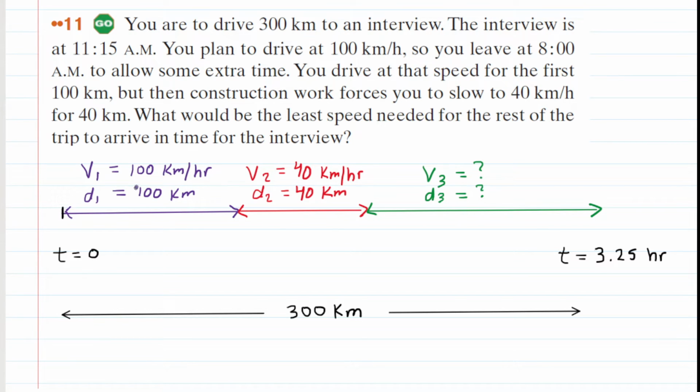During the first leg, the driver is going 100 kilometers per hour and travels 100 kilometers. During the second part of the trip, she's driving 40 kilometers per hour at a distance of 40 kilometers. And then for the third part of the journey, we are trying to figure out her speed. And as of now, we are not going to know the distance. But in fact, let's talk about that distance for the third leg of the journey.